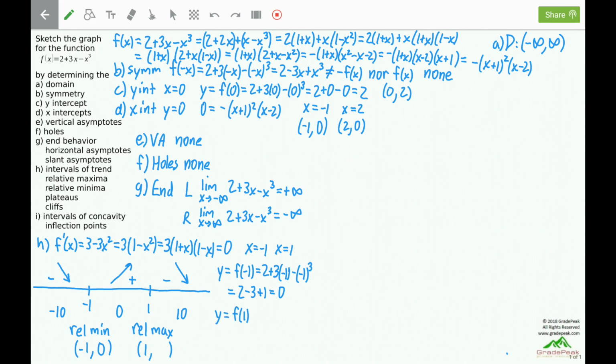So y equals f of 1, which is 2 plus 3 times 1 minus 1 cubed, which is 2. 3 times a positive 1 is a positive 3, and then minus 1 cubed is a 1. 2 plus 3 is 5, minus 1 is 4. It has a corresponding y-coordinate of 4.